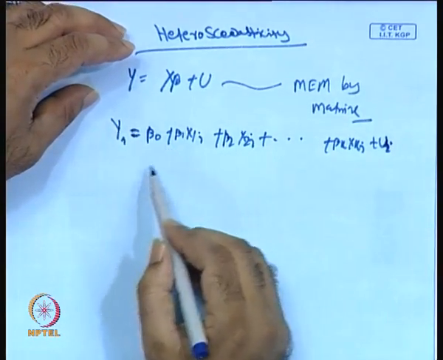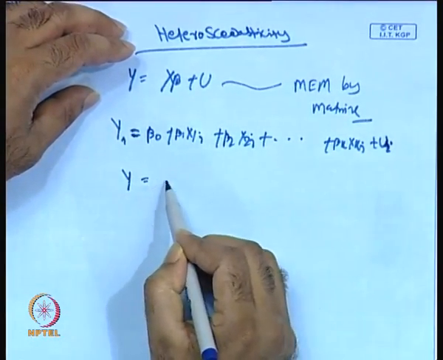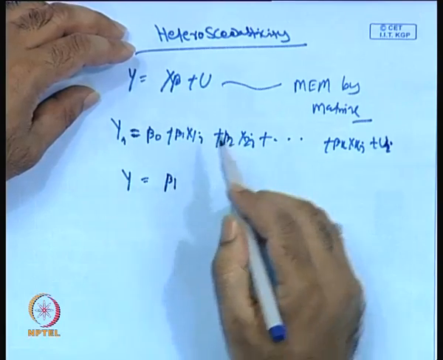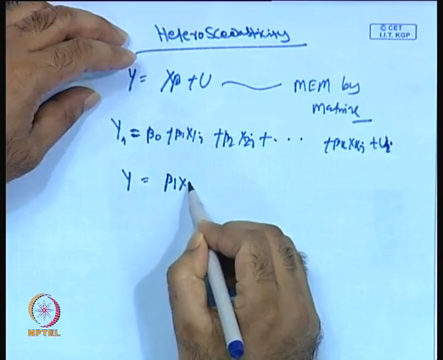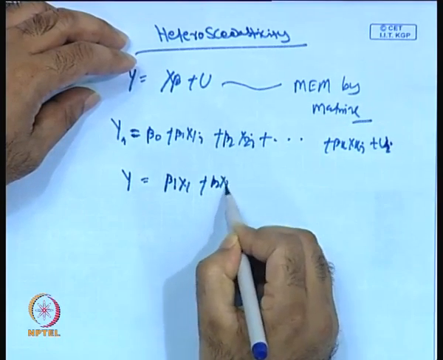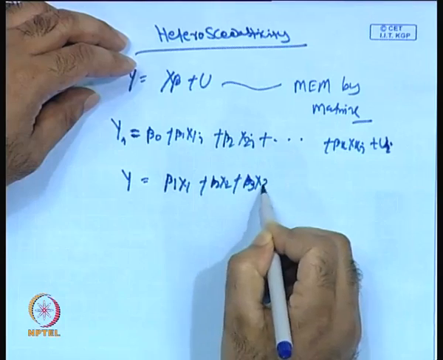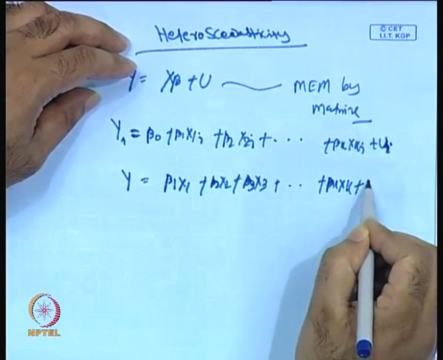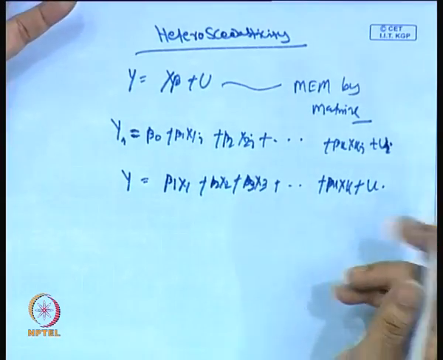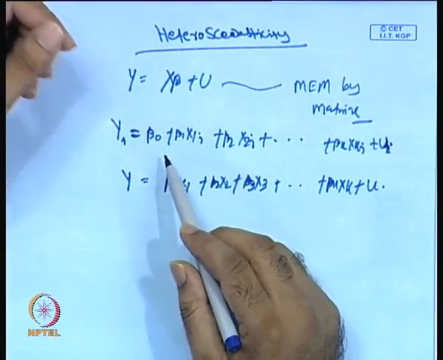So now this particular model can be written this way: y = beta 1 x1 + beta 2 x2 + beta 3 x3 + ... + beta k xk + u. I can also write it like this, removing the intercept term.